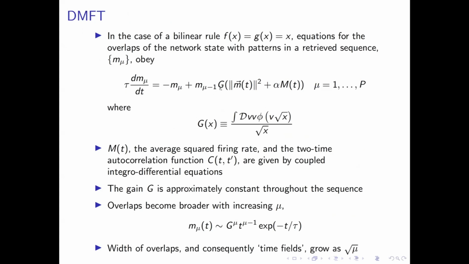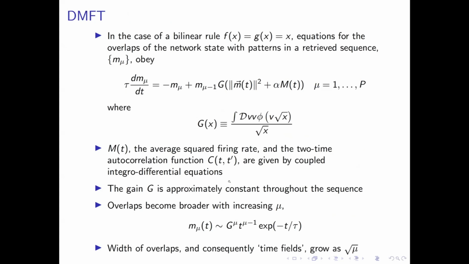Interestingly, you can see that this gain function, when you retrieve a sequence, becomes approximately constant and hovers slightly above 1. And you can see clearly that if g is much smaller than 1, the overlaps will decay, so the sequence won't be retrieved. And of course, g cannot be much larger than 1 because otherwise these overlaps will explode, which cannot be, given that the activity of neurons is bounded.